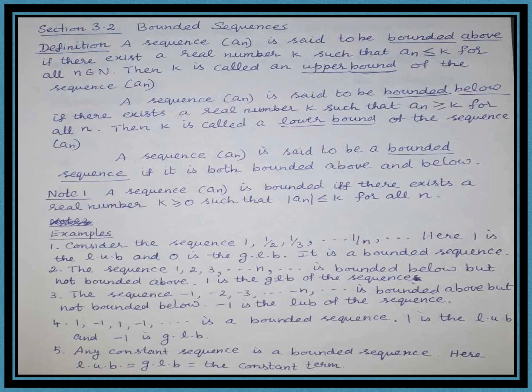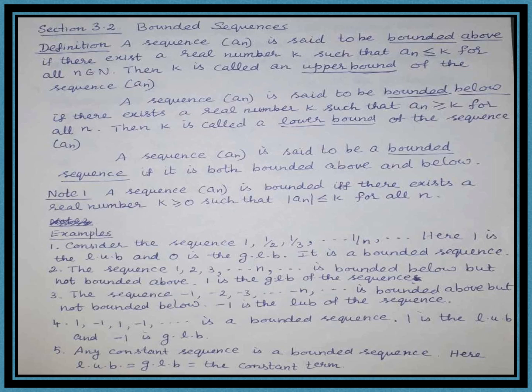So we have a sequence an. Suppose we can find a real number k such that all the terms of the sequence are less than or equal to that real number k. We will say the sequence is bounded above and it has an upper bound k.